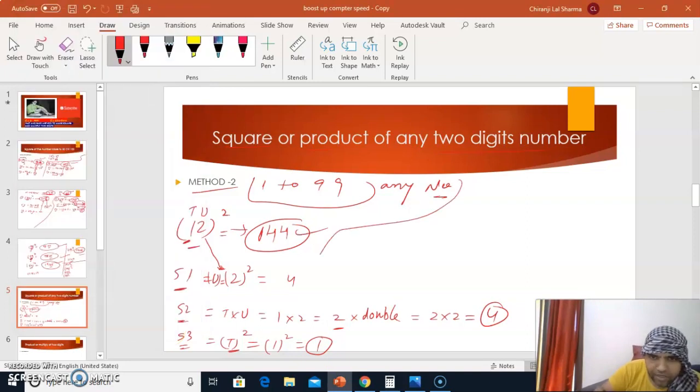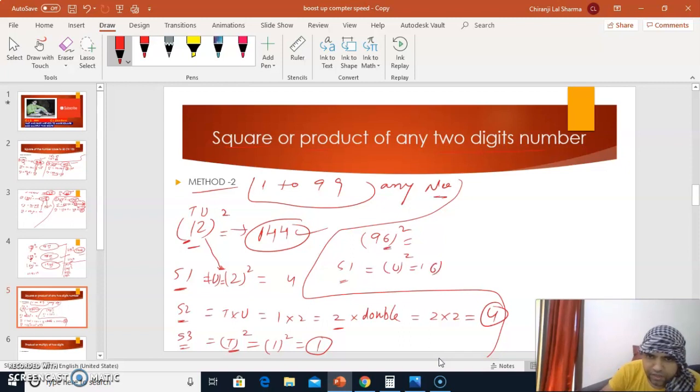So now let me quickly take a bigger number. Suppose we are taking 96. The same steps we will use. Step 1, the square of the unit digit. The unit digit is 6, so the square of 6 is 36. You will take only 6 from here, so you write 6 here, and this 3 is a carry.